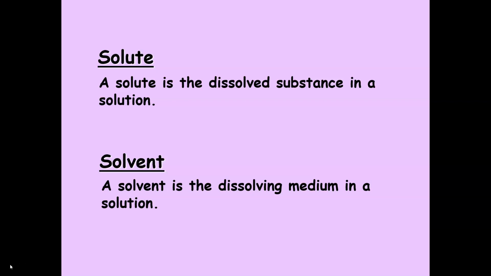Okay, a couple of terms that are important, I guess we need to get out of the way. We need to know what a solute is and a solvent. So the solute is the substance that is being dissolved. Usually it's going to be the thing that's present in the smaller quantity. Not always, but usually. The solvent is the dissolving medium, the thing doing the dissolving. And usually it's going to be the thing that's present in the greater quantity.